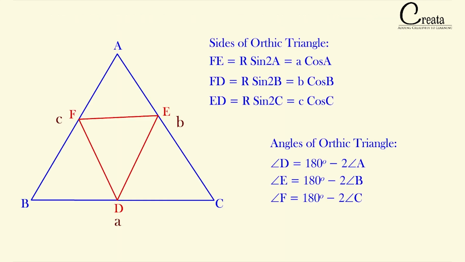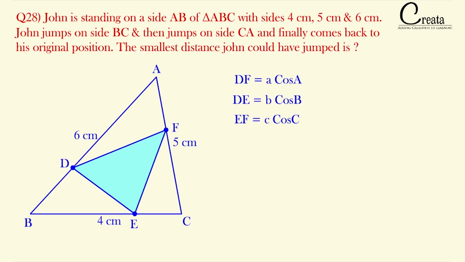These are the formulas that we have done for the orthic triangle, and we know the sides of the orthic triangle are a cos A, b cos B and c cos C. a, b and c are the three sides of the triangle and angle A, angle B and angle C are the three angles of the triangle. In the question, the three sides a, b, c are given as 4 cm, 5 cm and 6 cm. We just have to calculate the three angles A, B and C to get the three sides of this triangle.